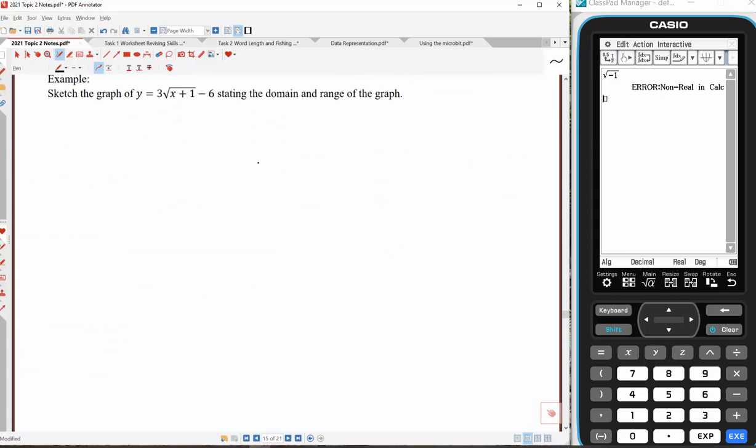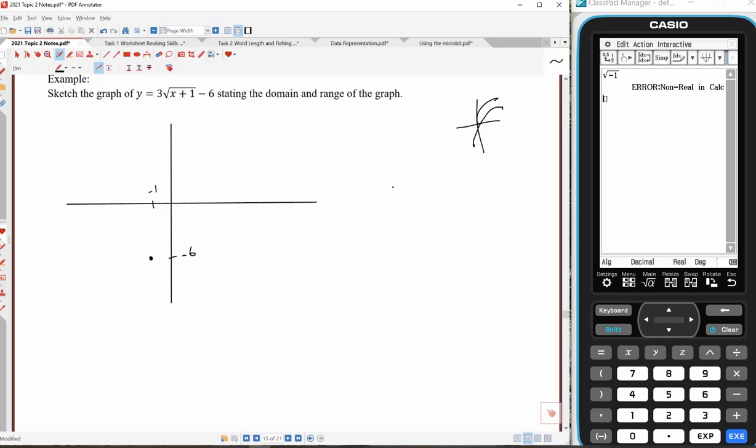Sketch the graph of this, stating the domain and range of the graph. I can see quickly, we've got a translation 1 to the left and 6 units down. So I'm going to take care of that part first. So 1 to the left, -1, and 6 down, and here is my anchor point. Now this 3 is a dilation factor 3 from the x-axis. We're not really worried about that, other than to say the basic one looks like this. If it gets moved down and down like this, it's going to result in something like that, which means this is going to give us an x-intercept and a y-intercept.